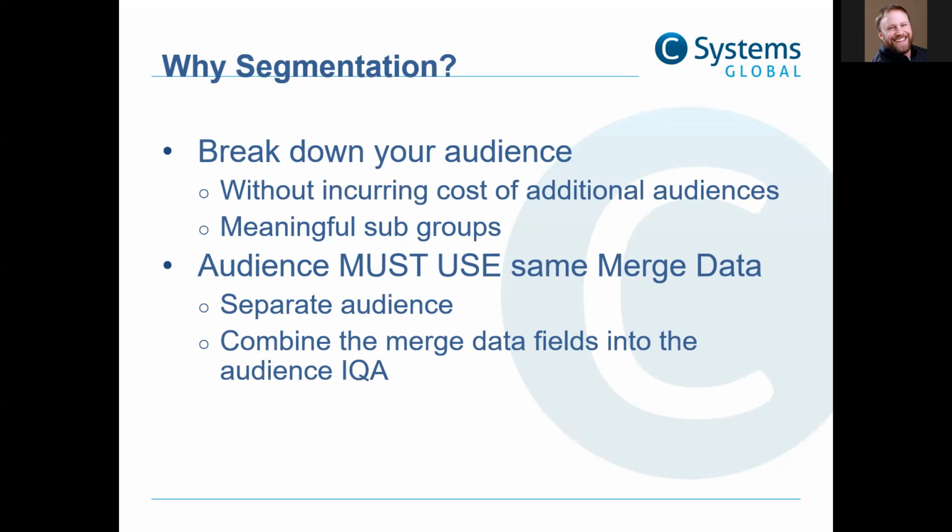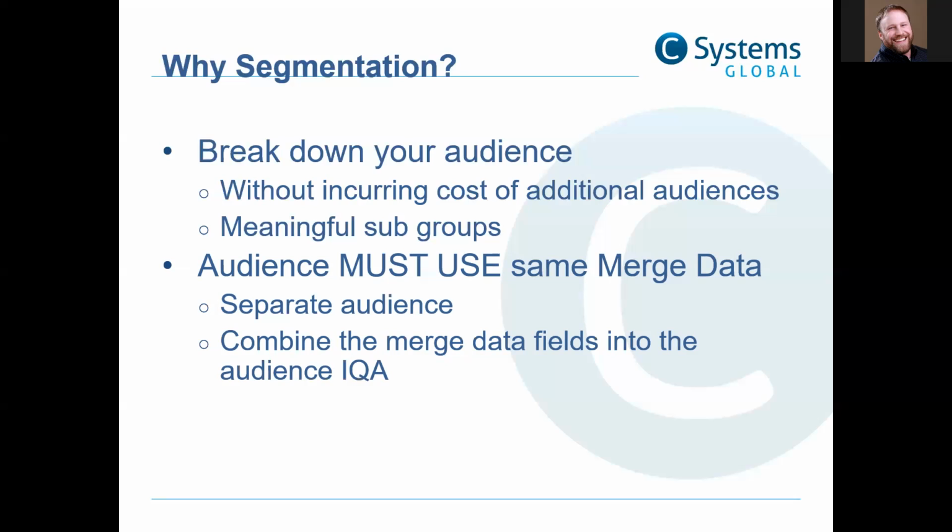So if your subgroups need to have different data fields, you have a couple options. One, you can use separate audiences. You can create multiple audiences, or you can combine all of your merged data fields into a single IQA query for all of your segments. You don't need to use every field in the merged data IQA for each mailing.